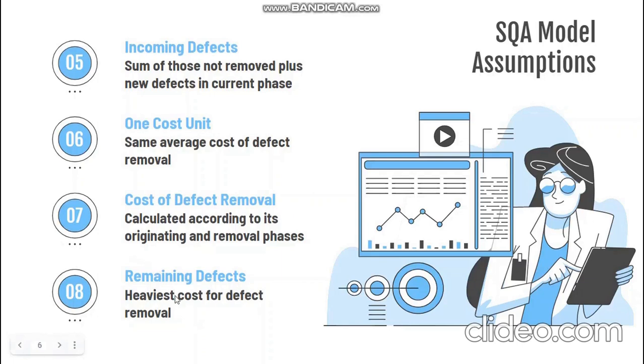And we have the remaining defects, right? The remaining defects are not detected by the set of software quality assurance tools, and unfortunately, they are passed on to the customer, so they will be detected by the customer. So under these conditions, removal of defects detected by the customer requires the heaviest defect removal costs.